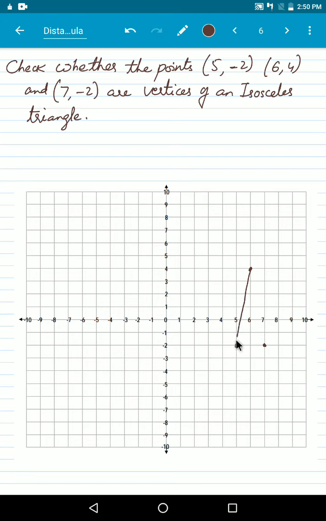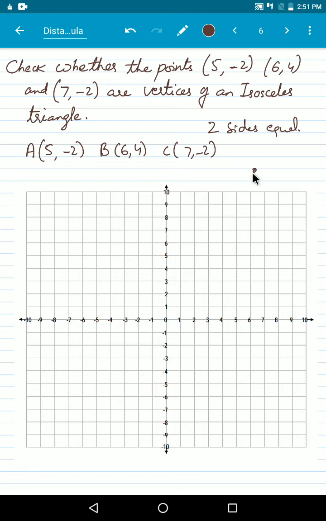So if you join this, these two sides are equal and this is 2 units, right? Isn't it an isosceles triangle? What is an isosceles triangle? A triangle in which two sides should be equal, right? So it is an isosceles triangle, but don't do only this. This is just for your verification sake. We should use the distance formula. So let A be 5 comma minus 2, B equal to 6 comma 4 and C is equal to 7 comma minus 2. Let us draw a rough diagram like this.